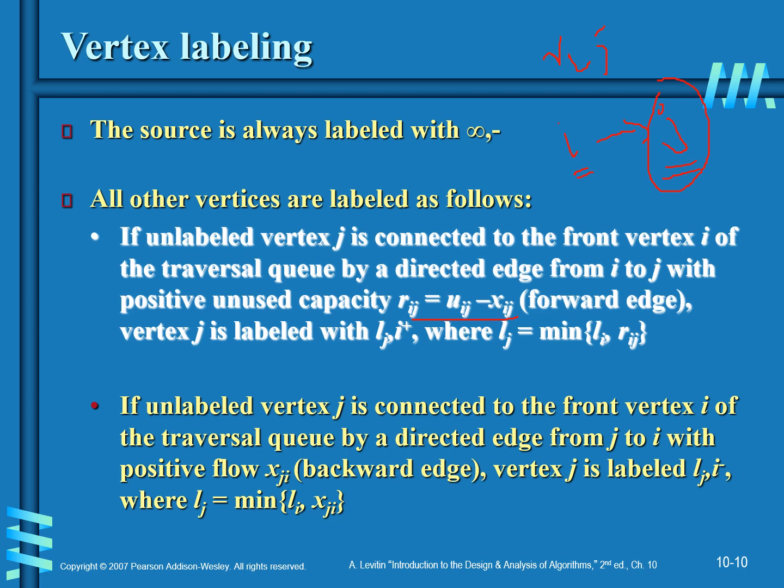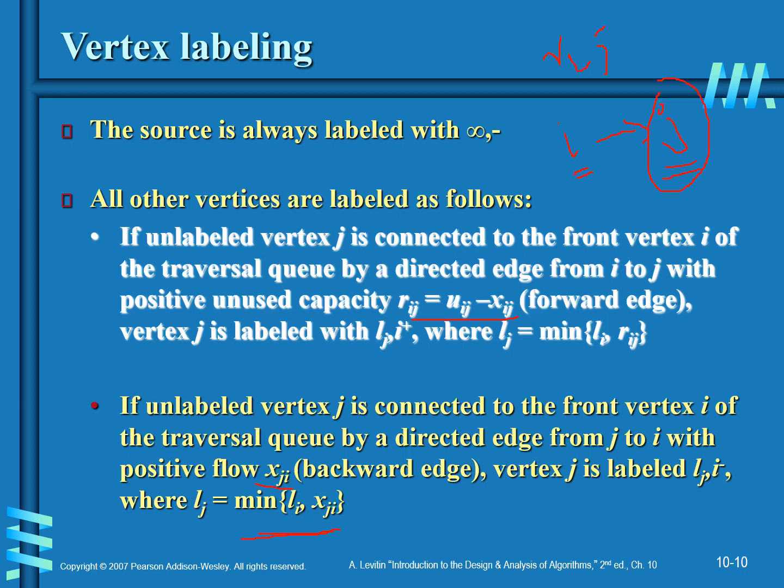Next, you have to label the backward edge. If an unlabeled vertex j is connected to the front vertex i of the traversal queue by a directed edge from j to i with a positive flow Xji, then to label the backward edge you don't consider the residual, you consider only the current flow. Vertex j is labeled with the minimum of the current flow and the label of vertex i. The second part of the label is the vertex from which the flow is entering; since it is a backward edge, you label with minus.